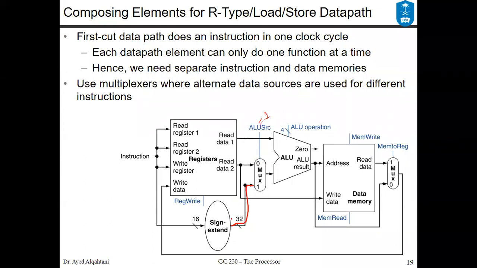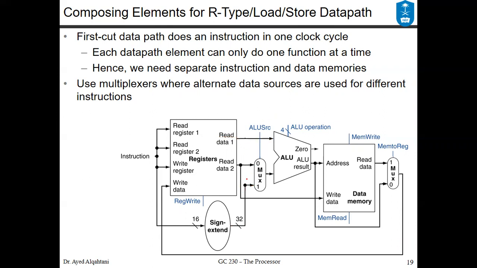And the reason is, in load and store, we need to use the ALU to calculate the address of the data memory by having the base register plus the offset. You will get the offset or the address or the displacement or the immediate value from the instruction. You sign extend it, and then you give it to the ALU. And this way, the displacement is ready. And you need to add to it the base register. And the base register, you get it from the register file.